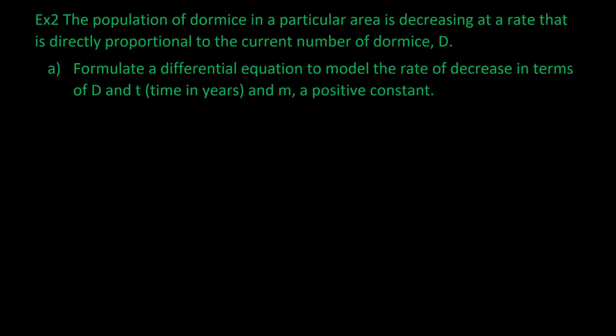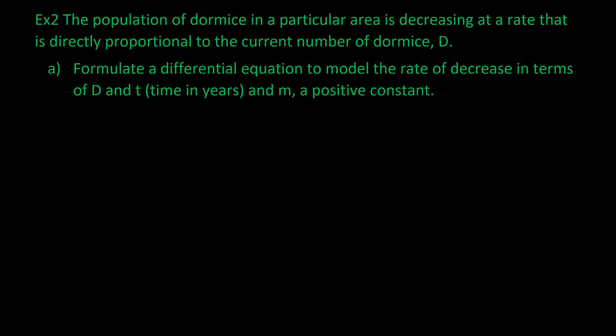So now we're going to take that into a more involved question. Here the population of dormice in a particular area is decreasing at a rate that is directly proportional to the current number of dormice d. Formulate a differential equation to model the rate of decrease in terms of d and t, the time in years, and m, a positive constant. Okay, so you might have to actually create your own differential equation from the wordy stuff to start with.